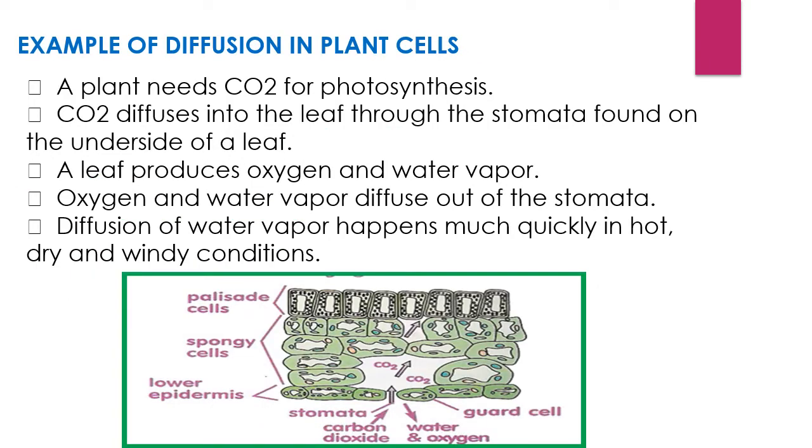Example of diffusion in plant cell. Also, plants need carbon dioxide for what? For the photosynthesis process. Carbon dioxide diffuses into the leaf through the stomata found on the underside of a leaf. A leaf produces oxygen and water vapor. Oxygen and water vapor diffuse out of the stomata. Diffusion of water vapor happens much more quickly in hot, dry, and windy conditions.